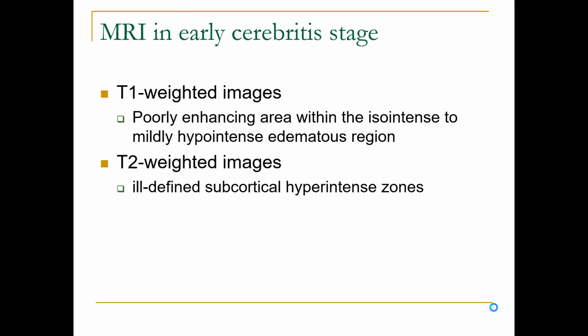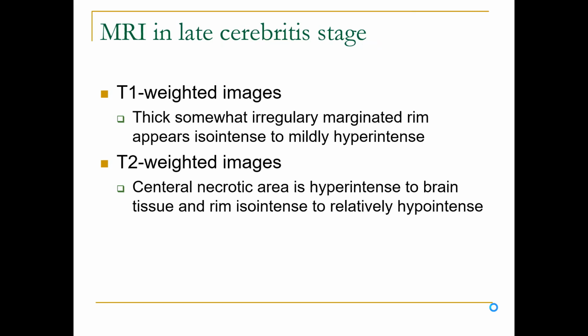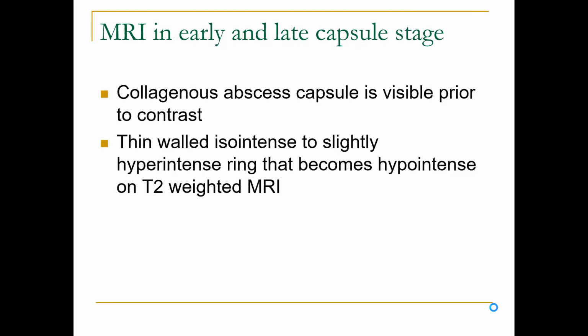MRI in the early cerebritis stage: on T1 weighted image, a poorly enhancing area within the isointense to mildly hypointense edematous region. And on T2 weighted image, a well-defined subcortical hyperintense zone can be present, but there will be no capsule. In late cerebritis, on T1 weighted images, a thick, somewhat irregular rim appears isointense to mildly hyperintense. On T2 weighted image, the central necrotic area is hyperintense to brain tissue, and the rim is isointense to relatively hypointense.